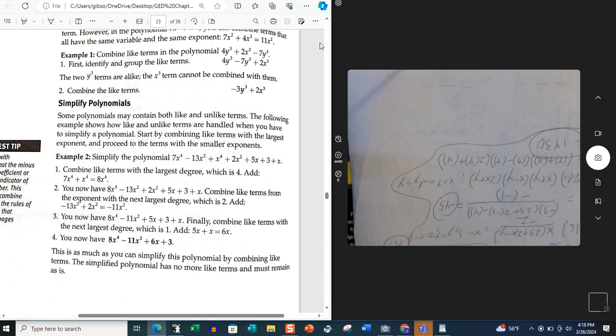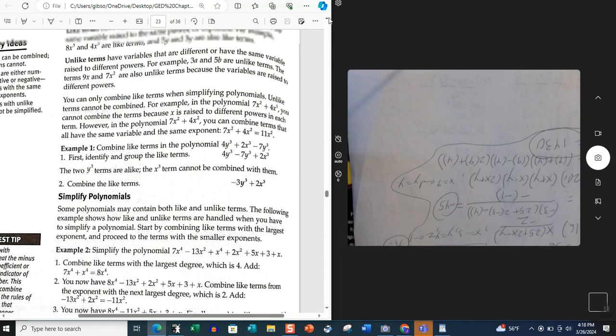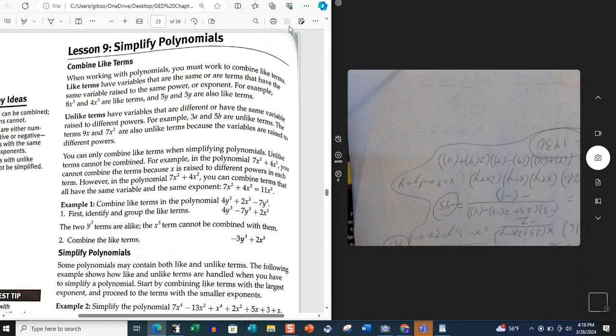Now, with this here, we've actually covered this before as far as separating the terms and then combining them. We actually did this in lesson 6. So we're going to continue on with that. It's just that we have more variables and also higher exponents. That's what makes this a little bit more unique.